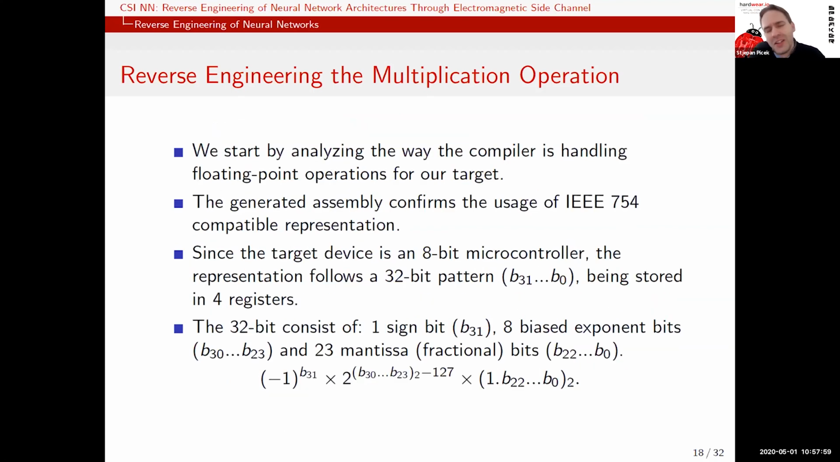But a little bit more technical detail on how to really do it, because when I say we just correlate, we multiply, it sounds simple, but there is a little bit more. First, let's analyze how the compiler handles floating point operations. Well, it will use the standard IEEE 754, and since our target is an 8-bit microcontroller, it will follow the 32-bit pattern. So it will use 4 registers to store values. And of course, those 32 bits will have the sign bit, the biased exponent bits, and mantissa bits.